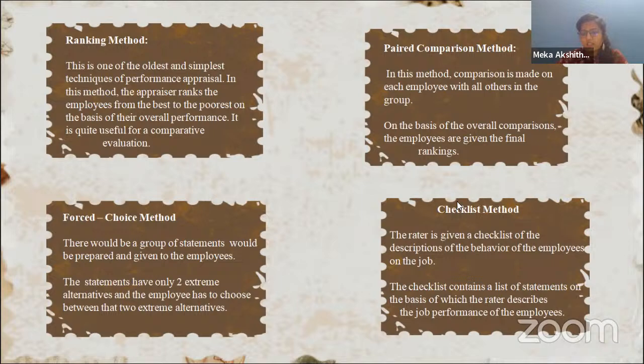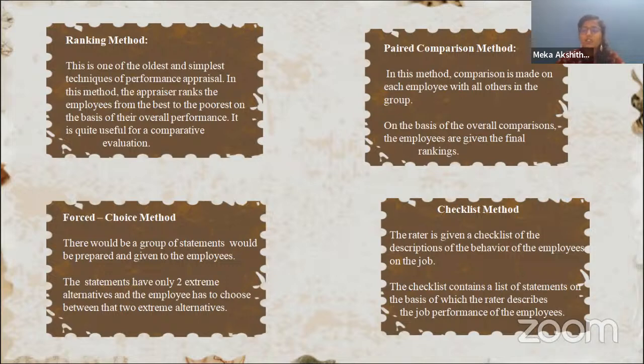Then comes the checklist method. In this method, there would be a group of statements given to the rater, the person who would be evaluating the employees. Out of that group of statements, the rater has to check what all would be suitable for the employee. For example, the employee is punctual. The employee follows rules and regulations. The employee is impulsive. They have to check whatever is suitable, tick marking it, and whatever is not suitable, they put cross marks.